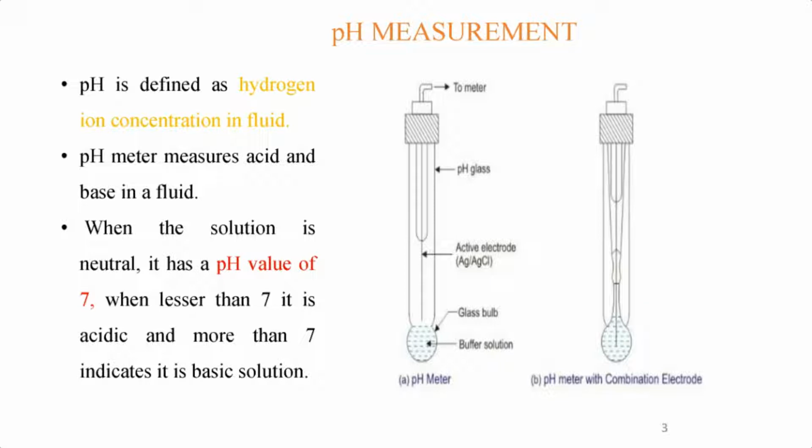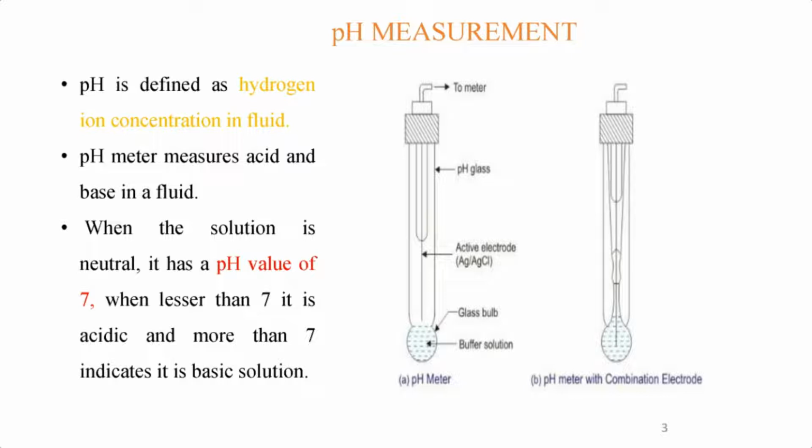From that, towards the end, it is connected to the meter. Whenever the pH level is lesser than 7, it is said to be an acidic solution. Whenever it is greater than 7, it is called a basic solution. Whenever it is equal to 7, it is said to be the neutral solution. But this is one method of measuring the pH. Here the silver chloride electrode is used as a reference electrode.